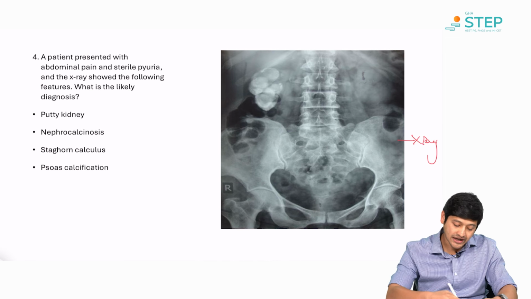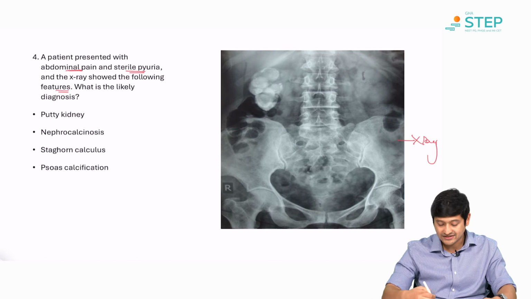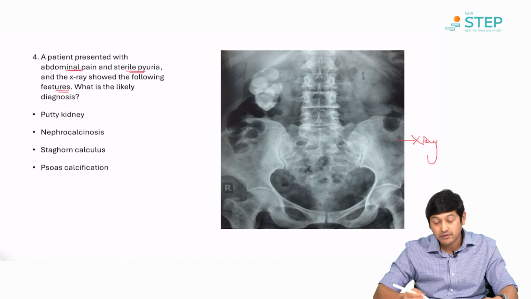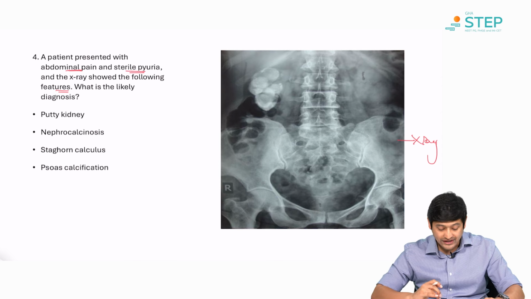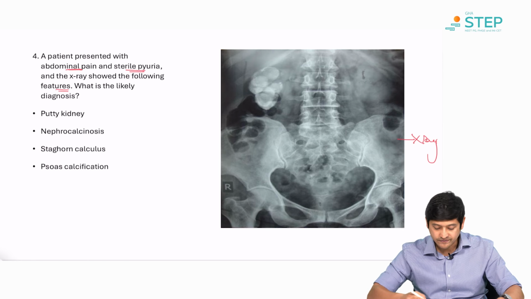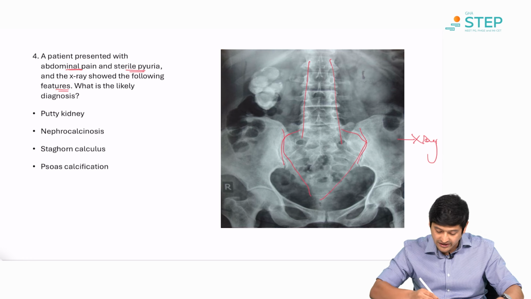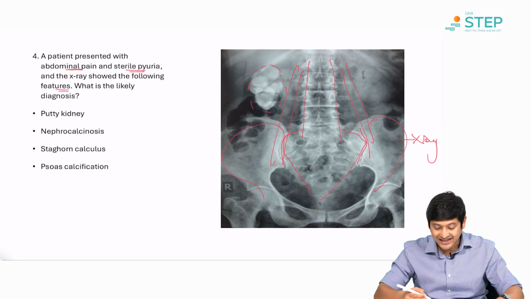So the patient had abdominal pain, sterile pyuria, and the following features on the X-ray. So are you looking at a putty kidney? Is there nephrocalcinosis? Is there a staghorn calculus? Or is this psoas calcification? So you have to first identify the pathology. You're looking at the lumbar spine, the lumbar vertebrae, the sacrum over here with the sacroiliac joints on either side, the ilium on both sides, abdominal soft tissue. So you see the psoas muscle shadow over here and you see an abnormal opacity which is asymmetrical.